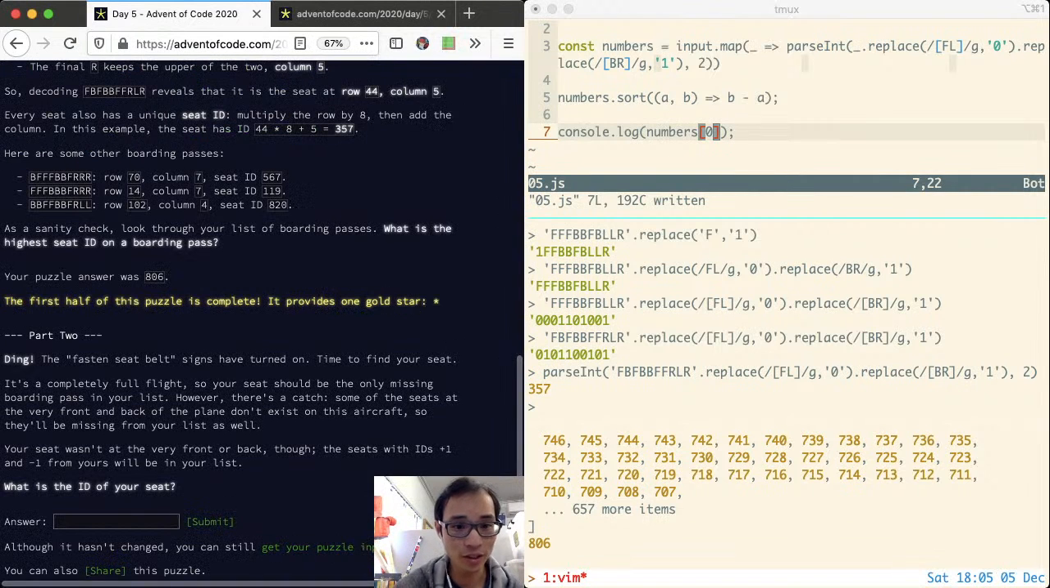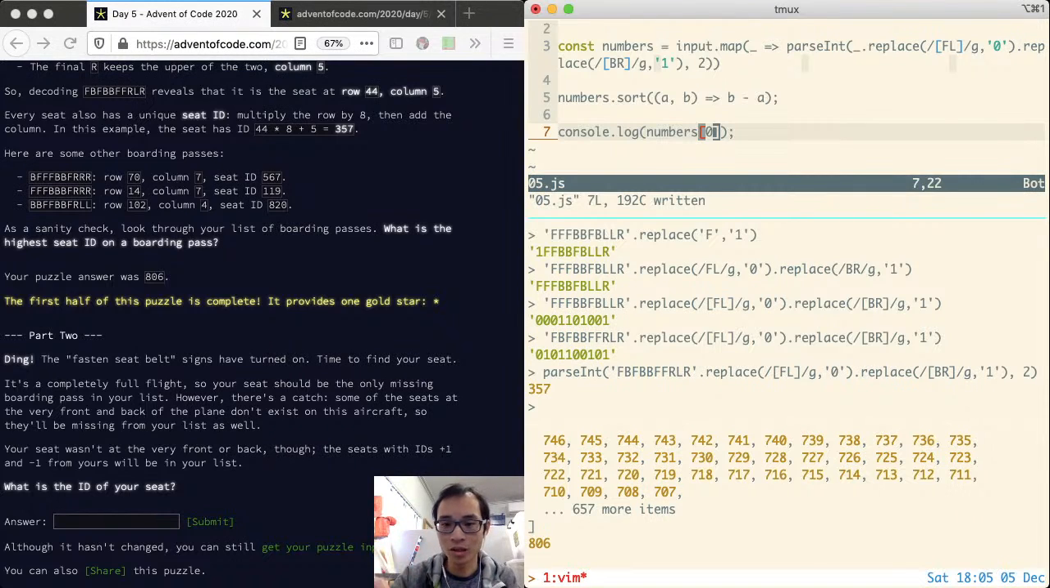All right, ding, the fasten seatbelt sign is on. Time to find your seat. It's fully complete, so each seat should only be missing from the boarding passes on your list. Here's a catch. Some of the seats at the front and back don't exist, so they'll be missing from your list as well. Your seat wasn't at the very front or back, though. The seats with IDs +1 and -1 from yours will be in your list. What is the ID of your seat?